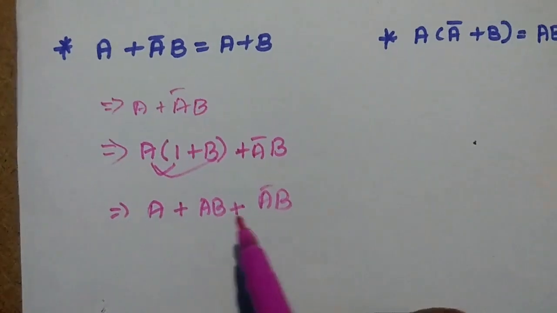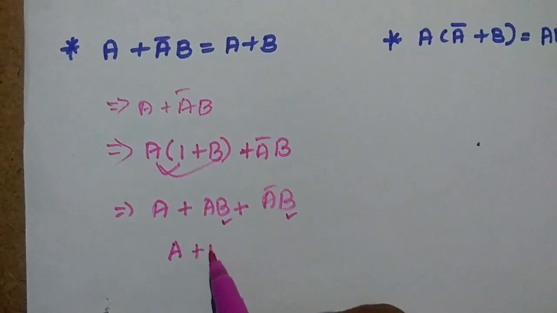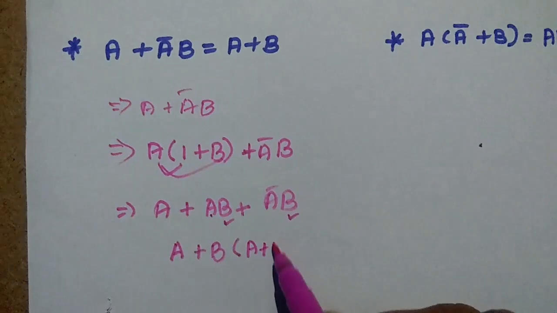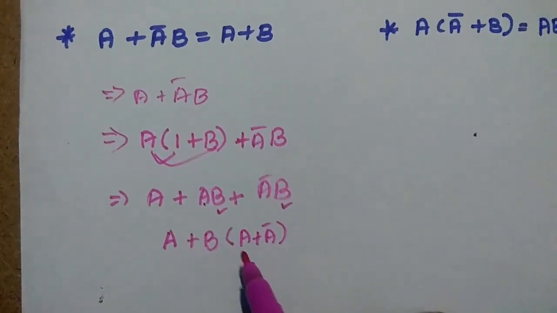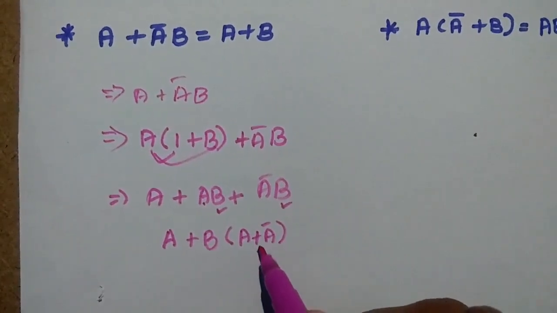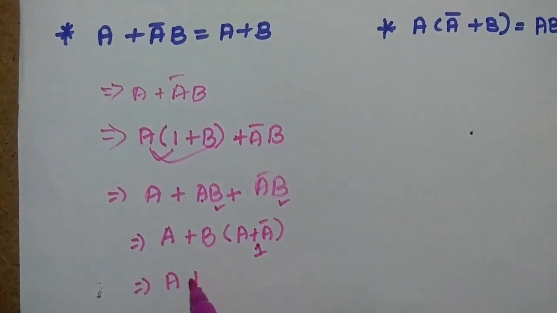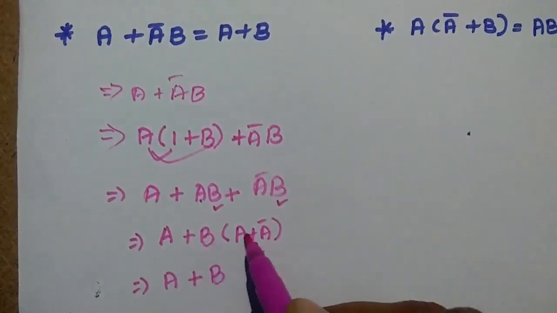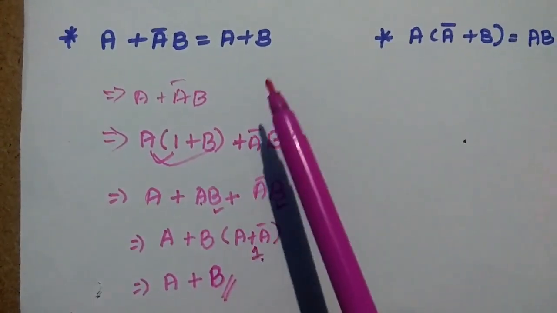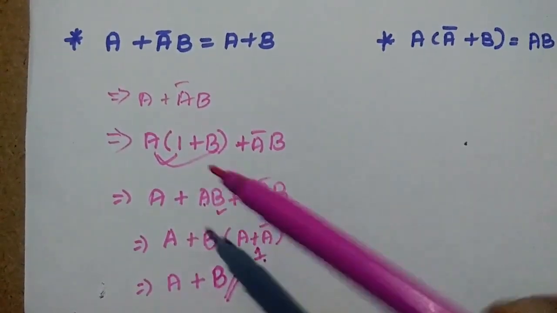Correct. So here in this case, we can take this b outside. We can obtain a plus b of a plus a bar. A plus a bar, any value added with its complement is always equal to 1. So here we can obtain a plus b. This b is multiplied with 1. So it is only b. We have obtained the right hand side now. Correct. So we have proved this law.